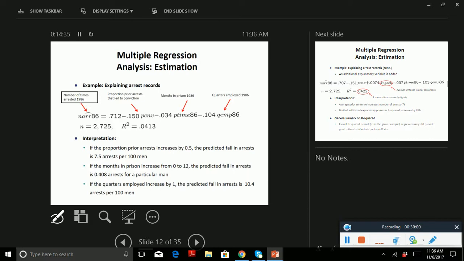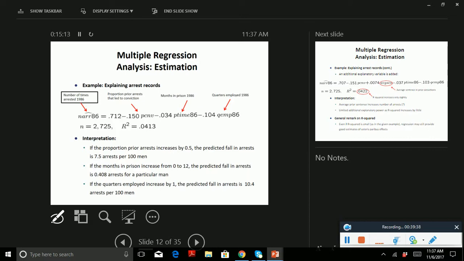So another example is explaining the arrest records. NARR is the number of times arrested in 1986. If you look at the equation, they have PCNV, which is the proportion of prior arrests that led to conviction. They have PTIME, which is the months in prison, and they have QEMP, which is the quarters employed in 1986.